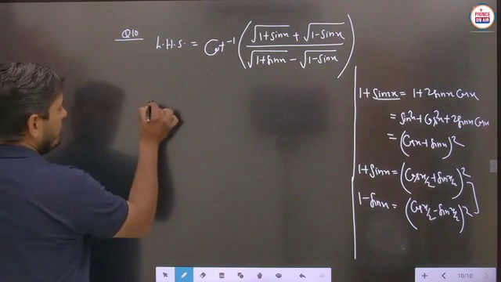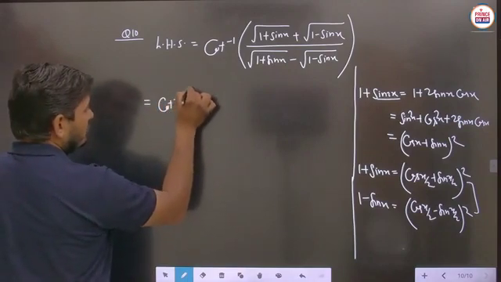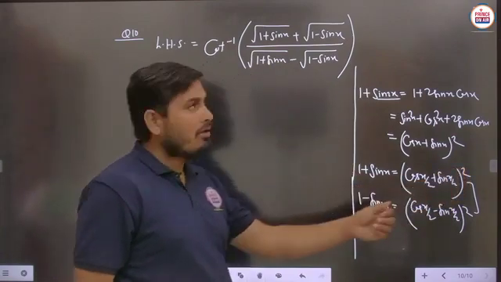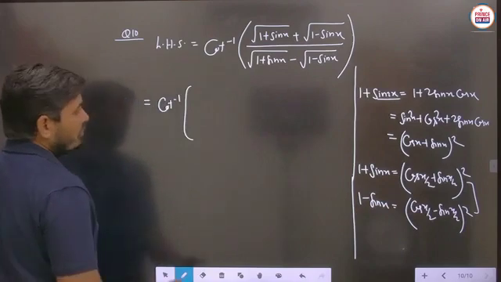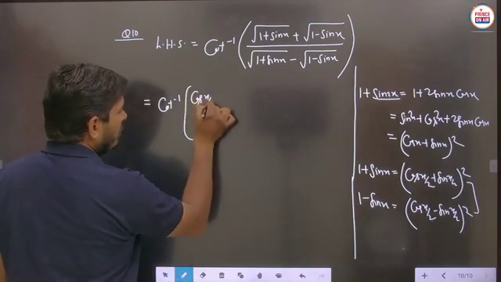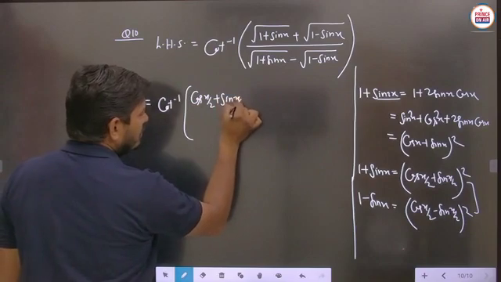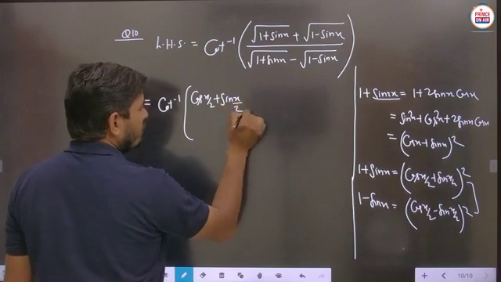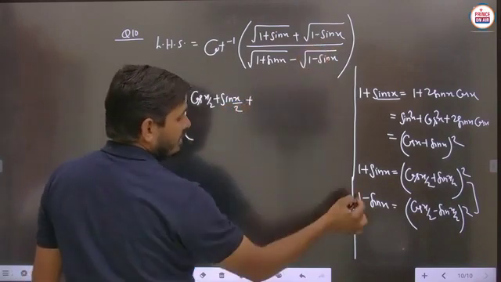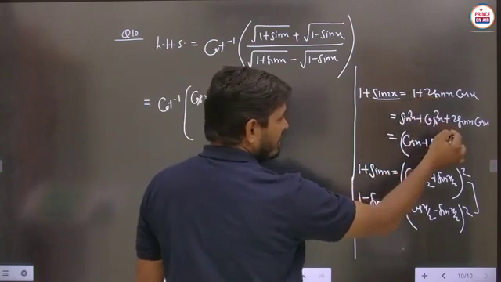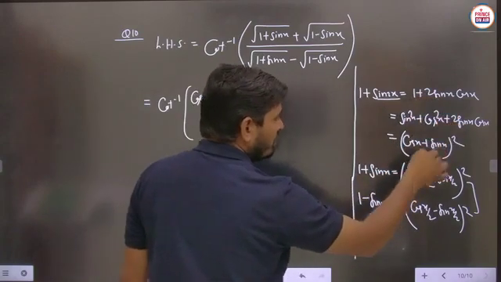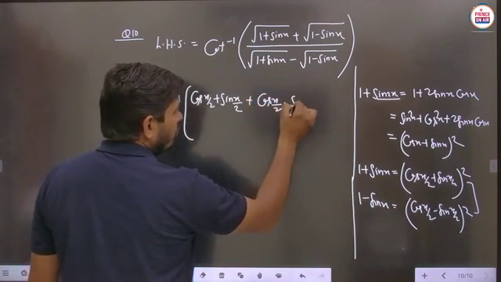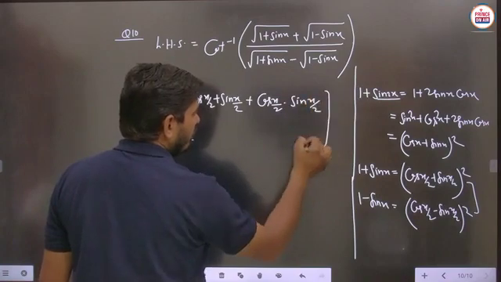So basically this is cot inverse, here 1 plus sin x will be cos x by 2 plus sin x by 2 whole square. The square will get cancelled out by the square root. So finally the result will be written like this: cos x by 2 plus sin x by 2. Is it clear? Next, similarly 1 minus sin x. Here the only difference is the minus sign, so it should be cos x by 2 minus sin x by 2. So this part will be written as cos x by 2 minus sin x by 2.